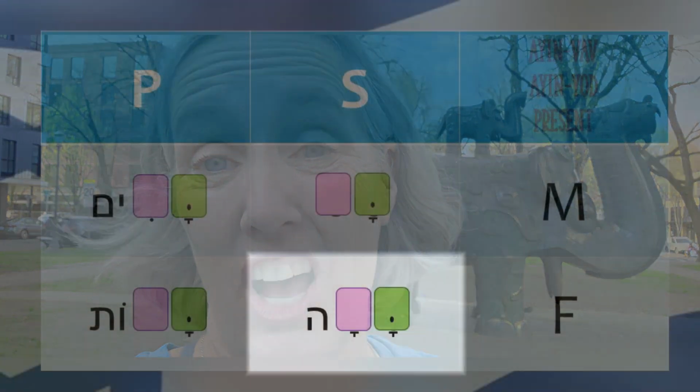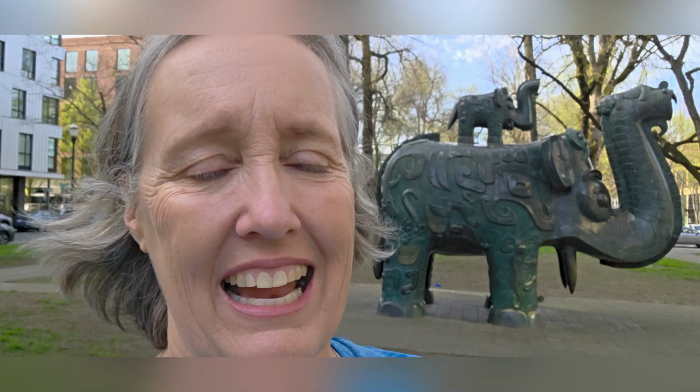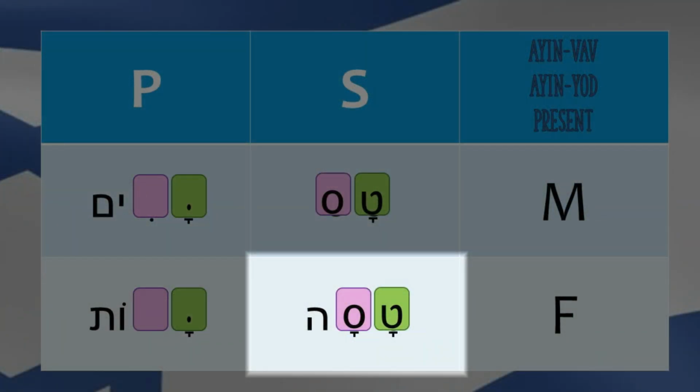Feminine singular gets an a suffix written as a kamatz and then a hey. So this varies from the regular pa'al verbs, where the feminine singular gets an et ending. So: tasa, gara, ratza, ba'a, sama, rava, shara.